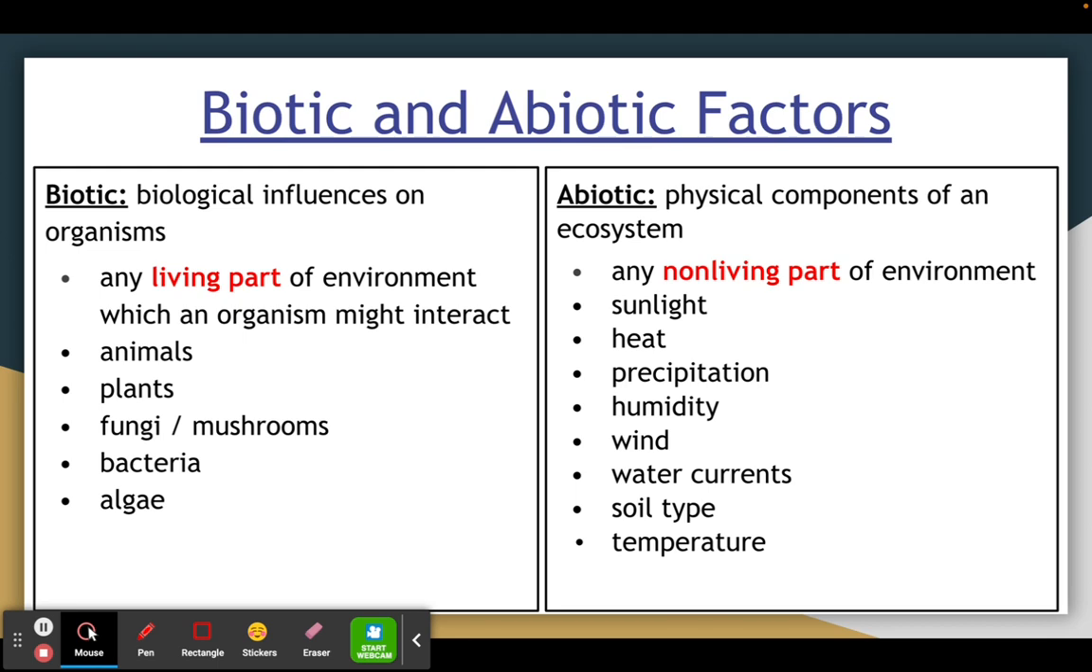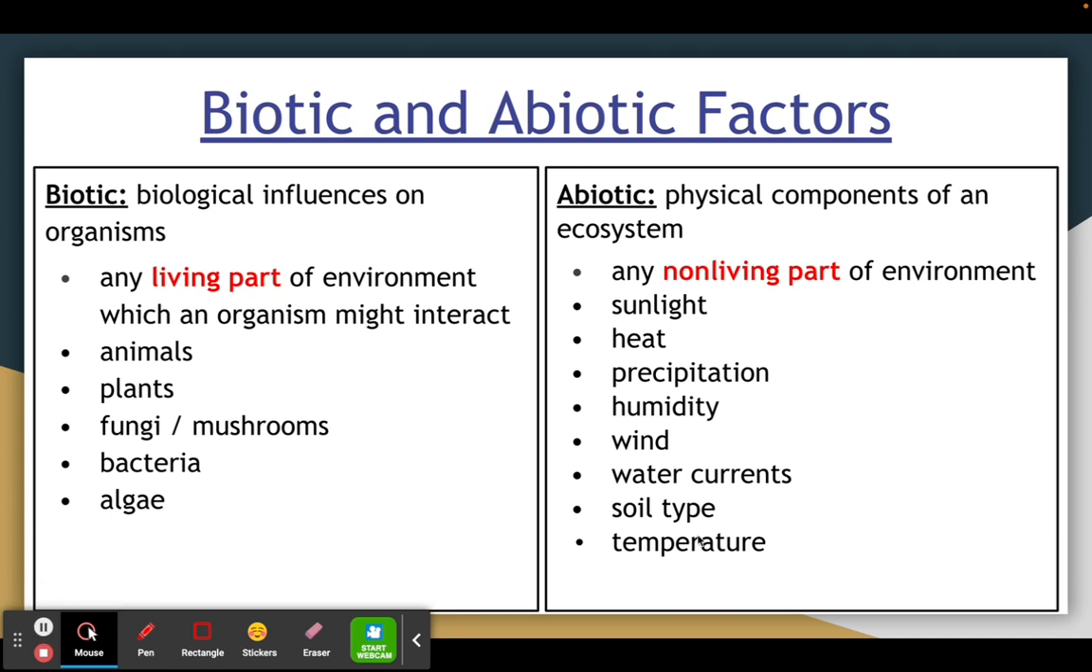Remember, we talked about ecology as the living and non-living things interacting. So abiotic, remember the prefix a meaning not. So there are the non-living environmental parts that are found in a region, like sunlight, heat, the type of precipitation, is it rain, is it sleet, is it snow, the level of humidity, that's how much water vapor is in the air, wind, the different types of water currents if you're looking at an aquatic area, the different types of soil that might be in an area and what kinds of plants can grow there, as well as temperature. So right now we're focusing on the living and the non-living parts of an area.